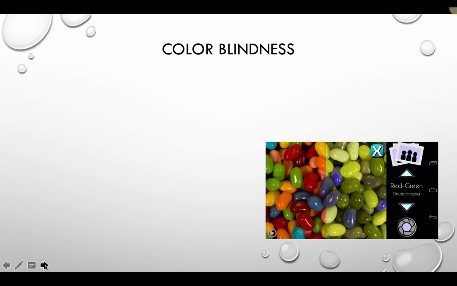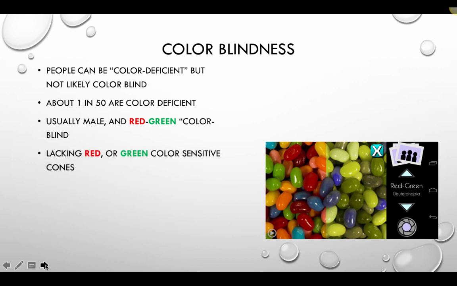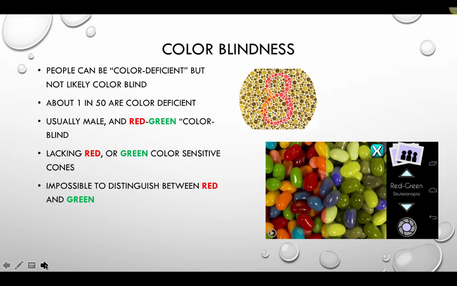What about color blindness? What about the inability to see color? Does that really exist? Well, people can be color deficient, but they're not likely color blind, which means they have limited color vision. About 1 in 50 people are color deficient, and they tend to be male, and they tend to be red-green colorblind, which means they're lacking either red or green color sensitive cones, or could be both. And it's virtually impossible for them to distinguish between reds and greens because they're going to look the same.